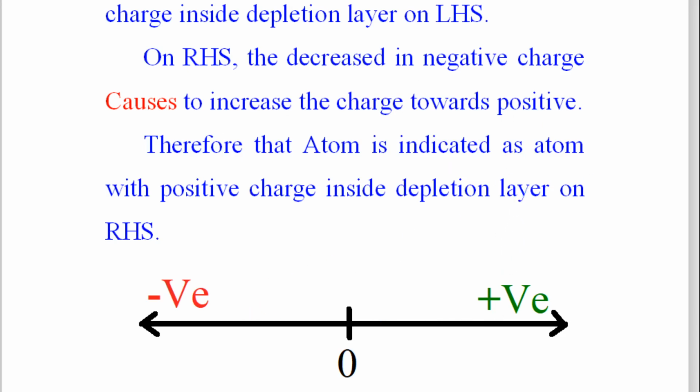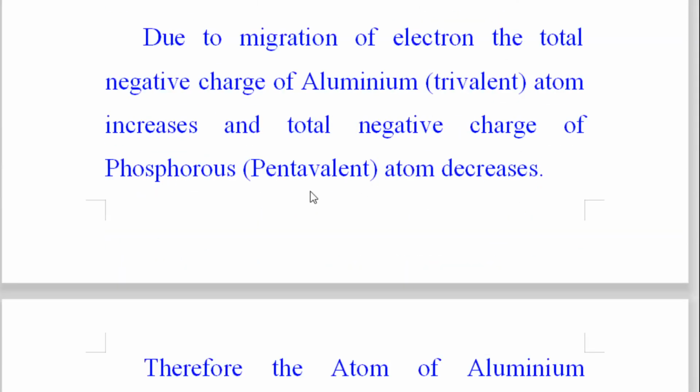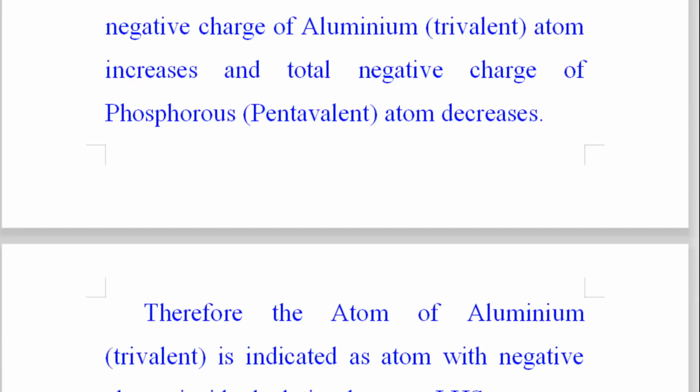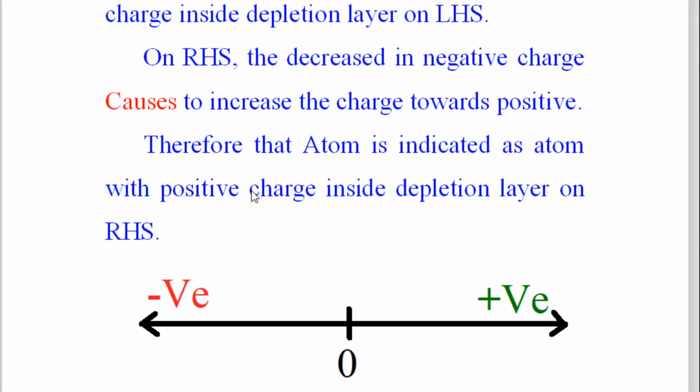And therefore the atoms on the right-hand side will be marked as positive. In this way, we are going to understand how the formation of the depletion layer takes place. On the right-hand side, the decrease in negative charge causes an increase of the charge towards the positive. Therefore that atom is indicated as an atom with positive charge inside the depletion layer on the RHS.